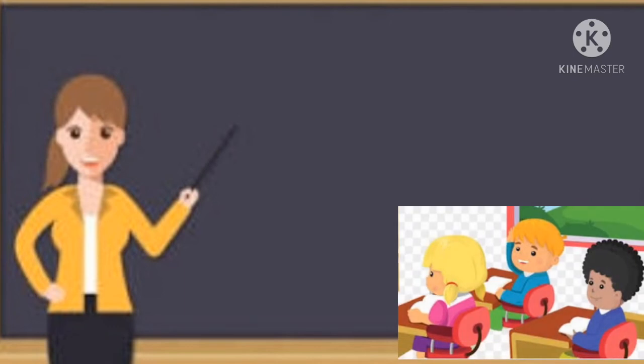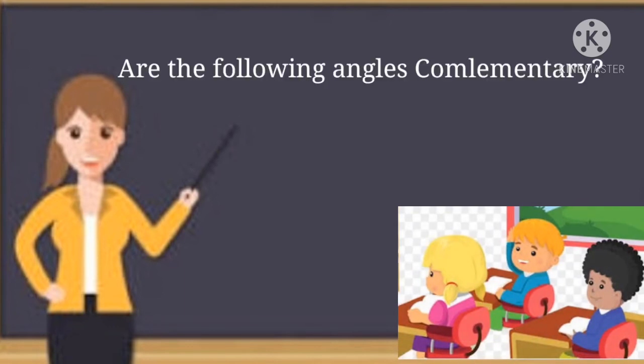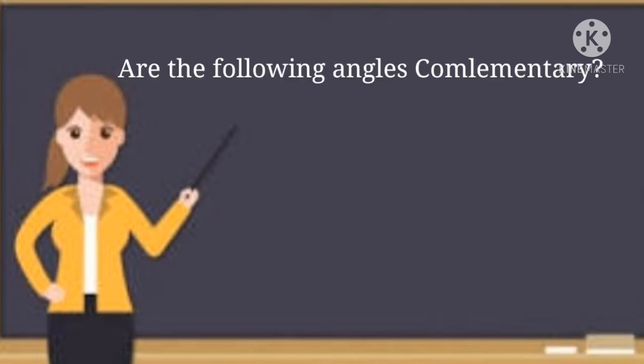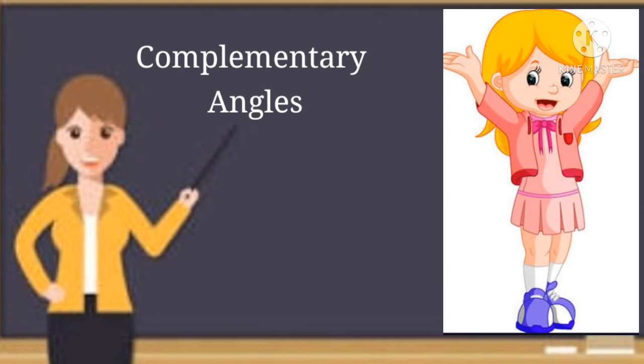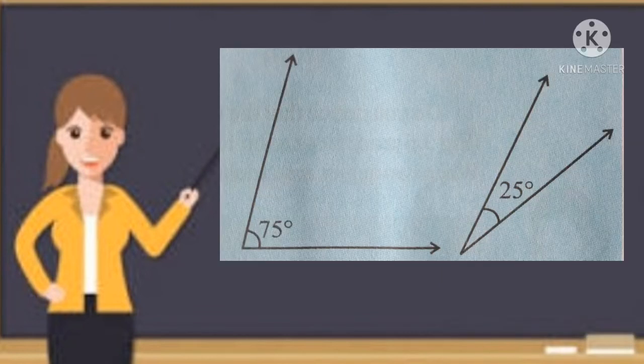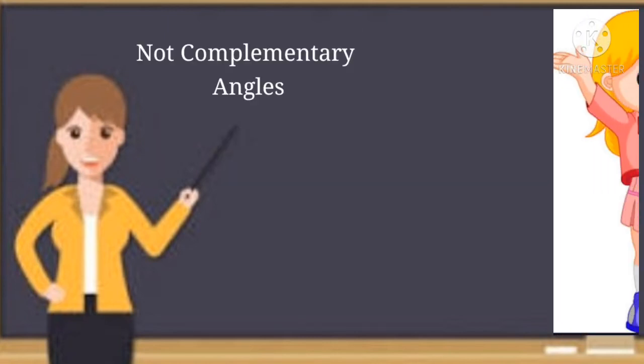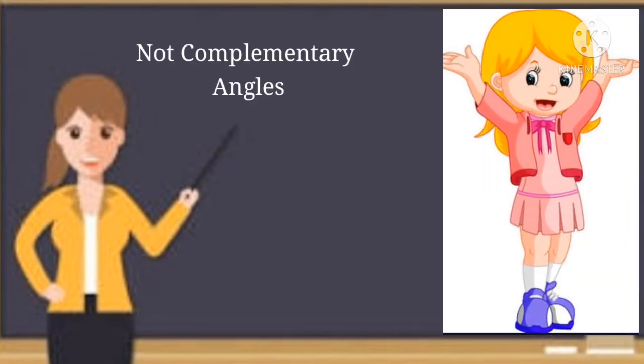Children, let us solve the following. Are the following angles complementary? Look at these two angles. One is 70 degrees, the other one is 20 degrees. When we add them, we get 90 degrees. They are complementary angles. Okay, look at another example. One is 75 degrees, the other one is 25 degrees. Add them and we get 100 degrees. They are not complementary angles, ma'am.